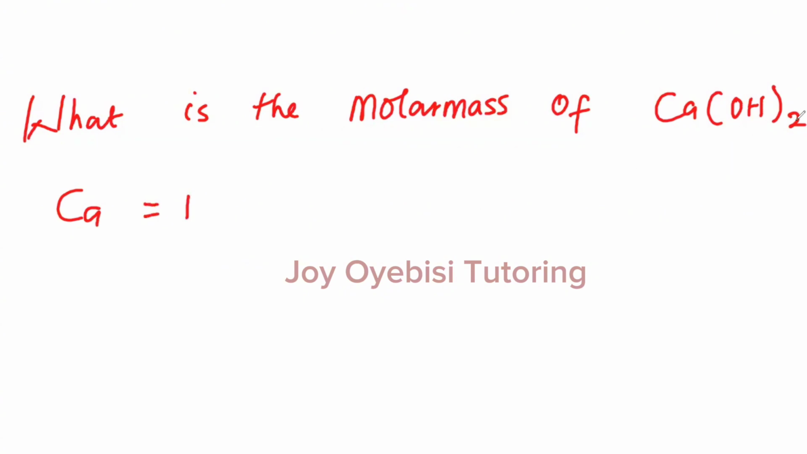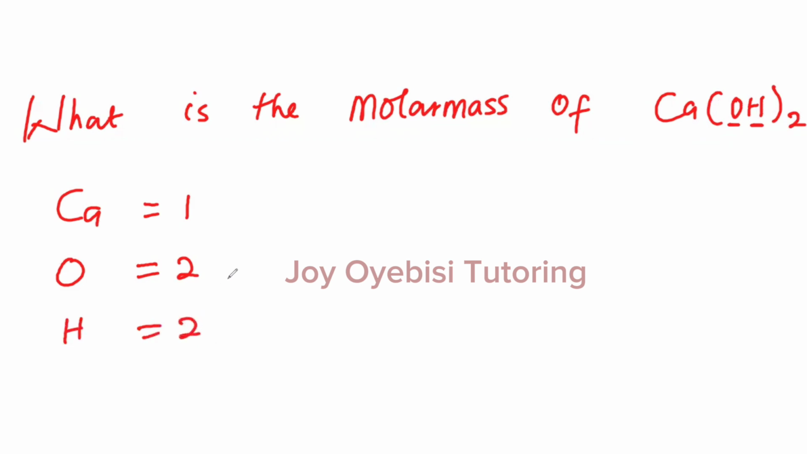Now, when you have a parenthesis, the 2 outside the parenthesis affects every element inside the parenthesis, which means that oxygen is 2. You have originally 1 times that 2, that makes it 2. Hydrogen, 1 times 2, that is 2.